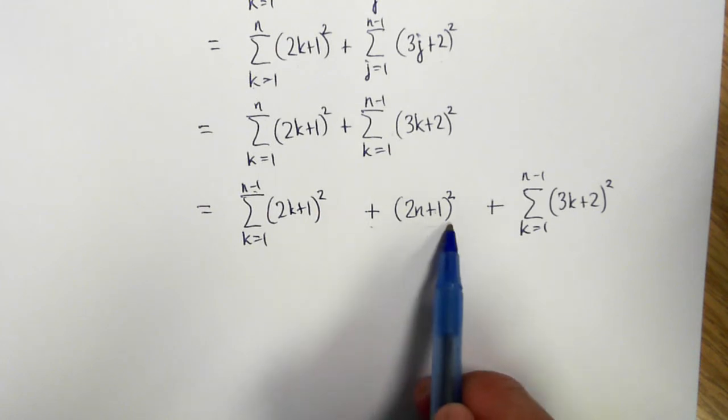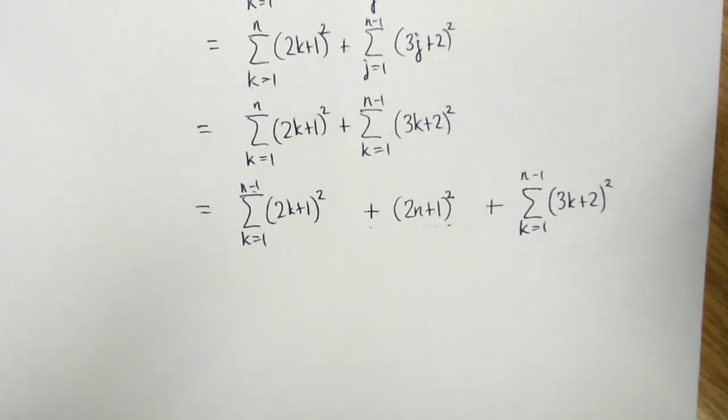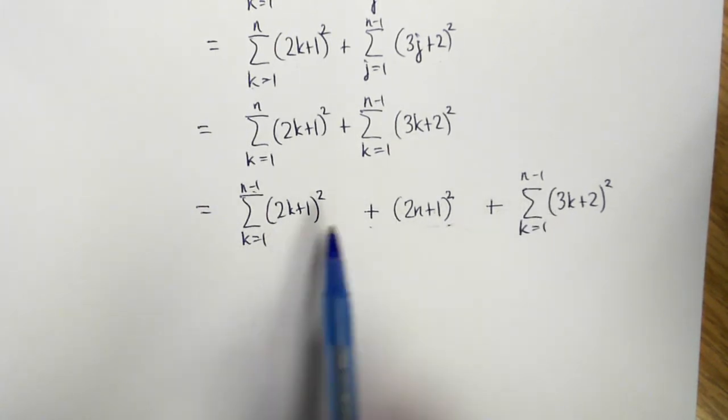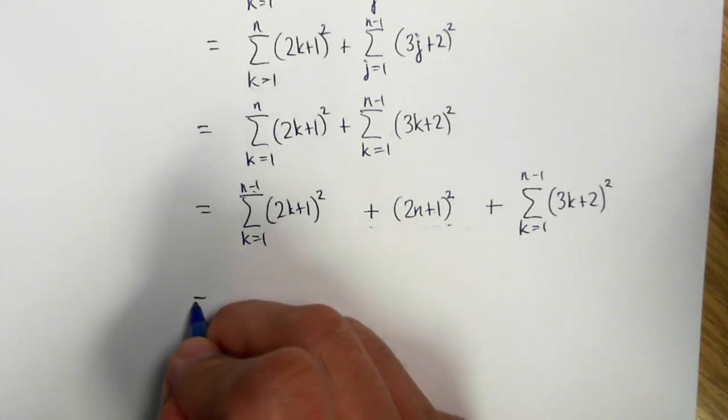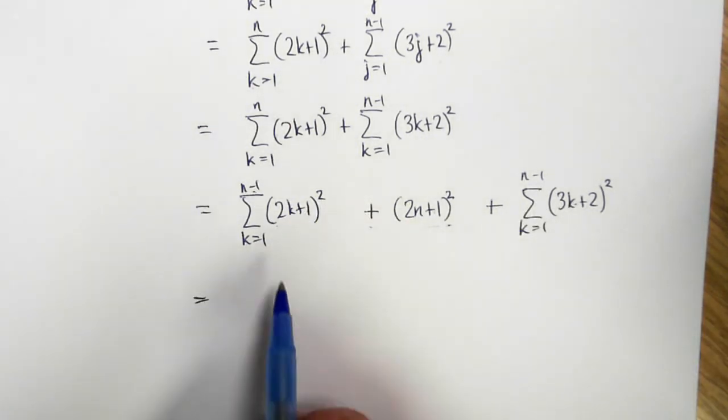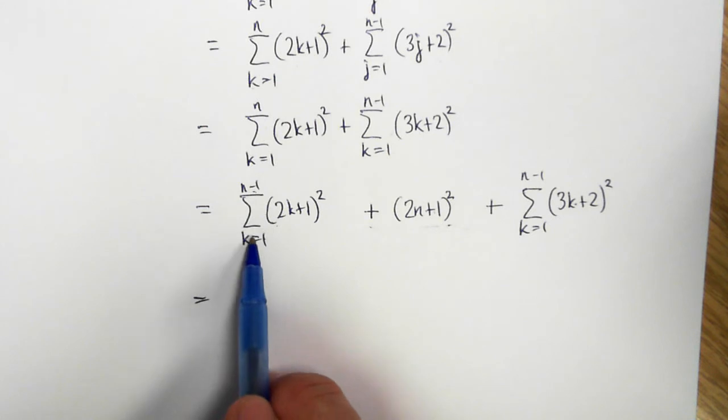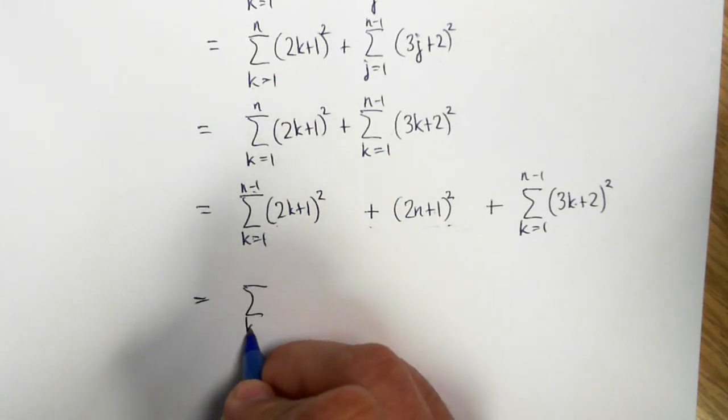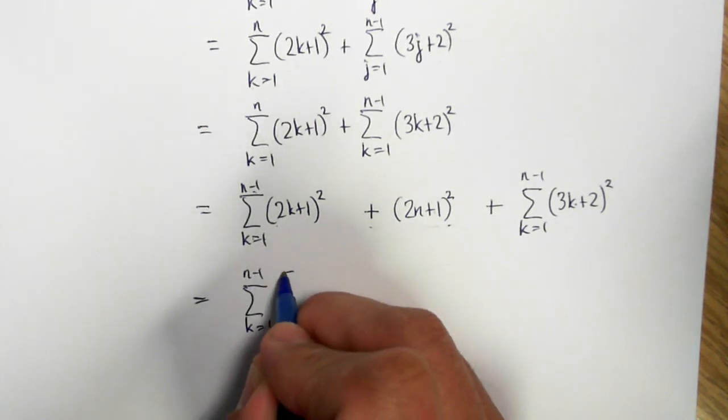Okay, now this part is just going to come along for the ride for the rest of the calculation. I will combine these two, however. So these two series now combine. I have the same first term, the same last term, the same letter. So the summation k equals 1 to n minus 1.